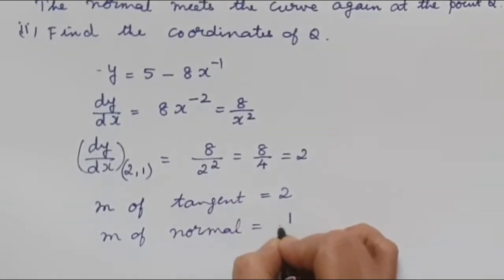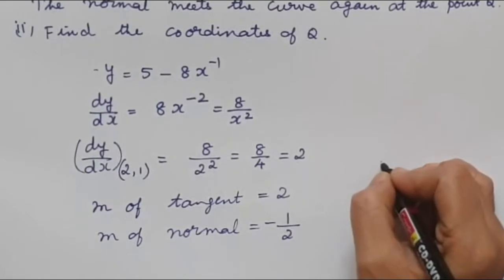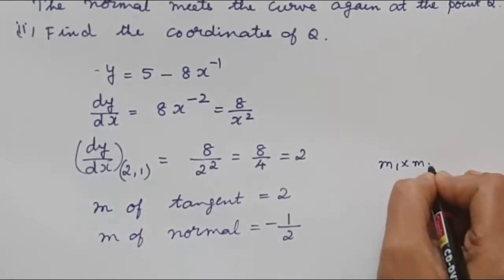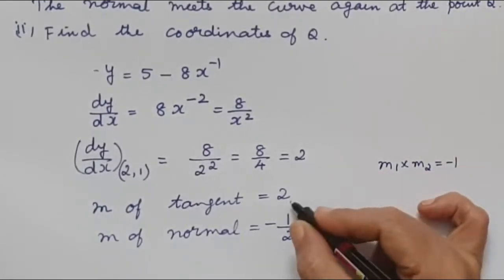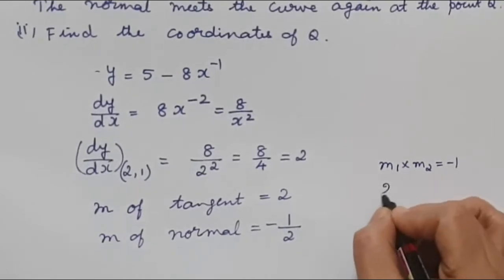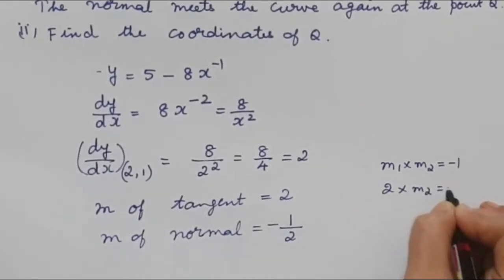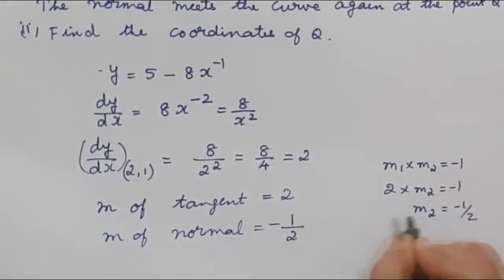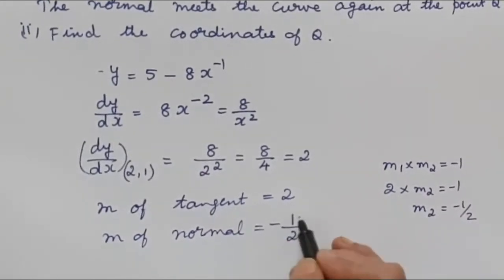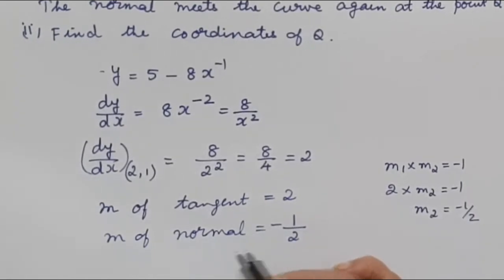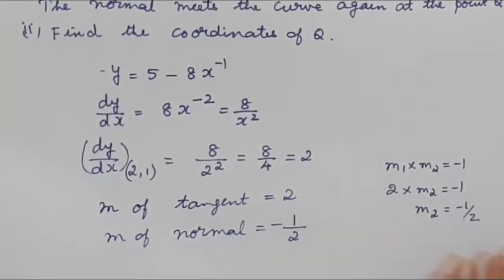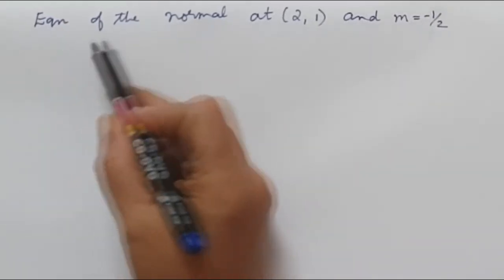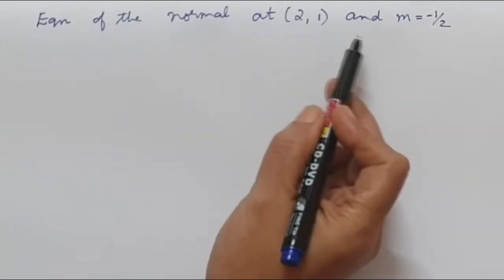you just flip it and change the sign, because of the concept m1 into m2 equal to minus 1. Here our m1 is 2, so 2 into m2 will be equal to minus 1. So m2 will be equal to minus 1 over 2. Using this concept, a simple way, you just flip it and change the sign and you get the gradient for the normal.